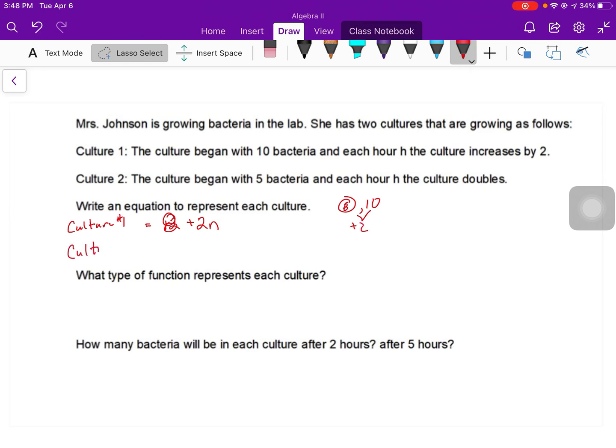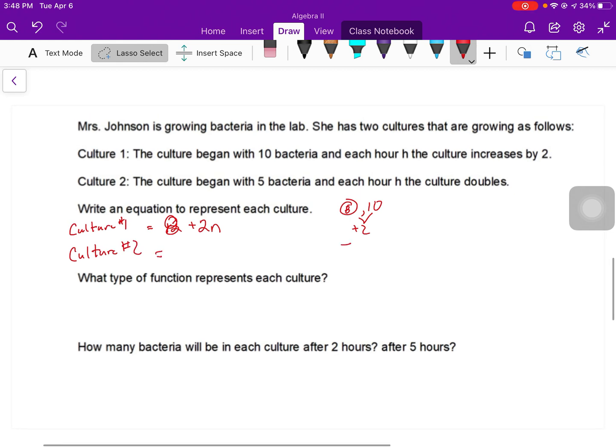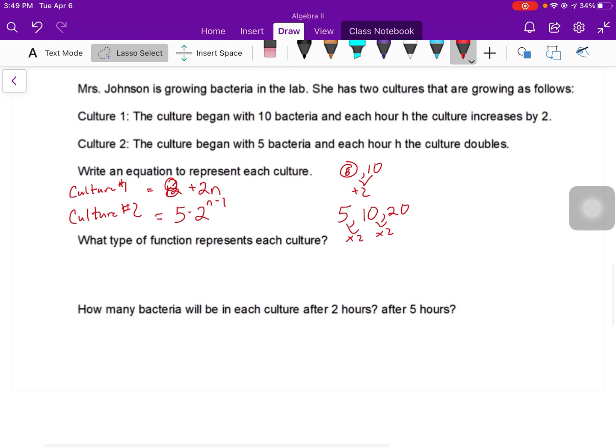For culture number 2, what I'm doing is I'm going to start at 5, and I'm going to double it to get 10. And I'm going to double that to get 20. So my doubling number and what I started at, so 5. Which type of function represent each culture? Culture number 1 is arithmetic because I'm adding. Culture number 2 is geometric because I'm multiplying, I'm doubling.